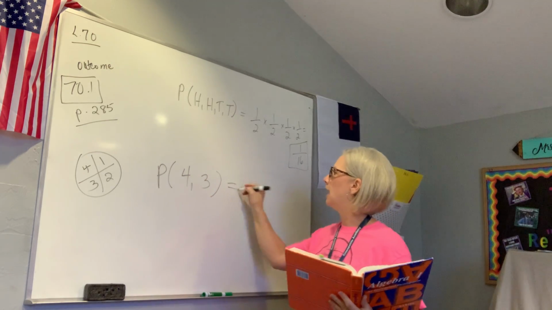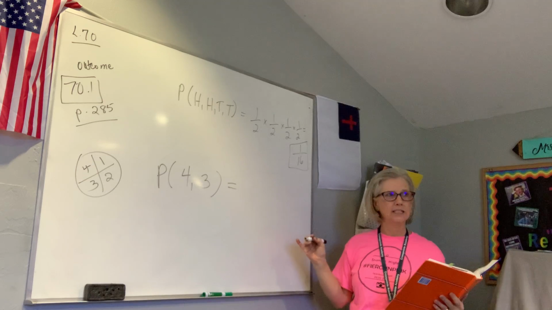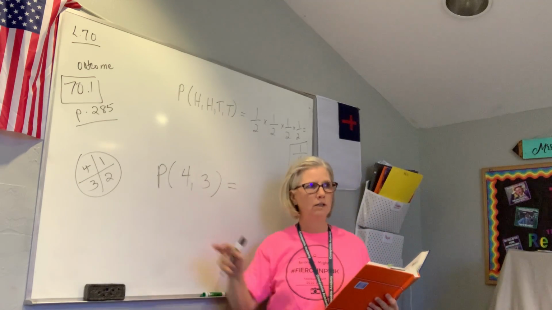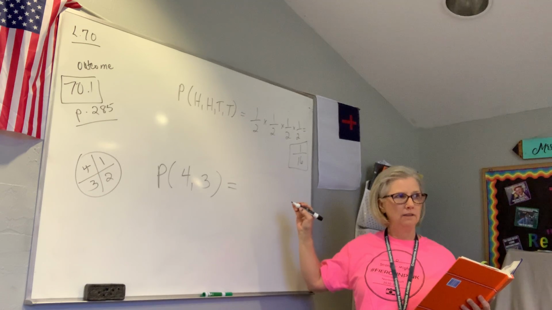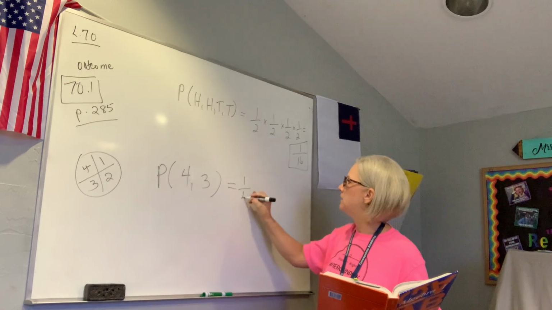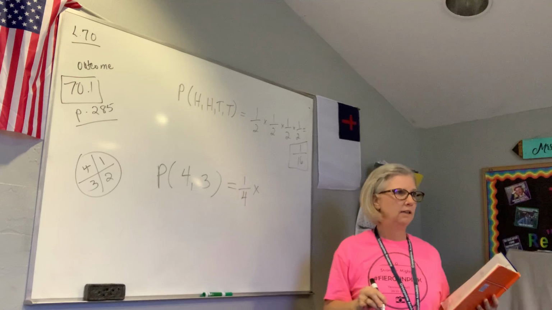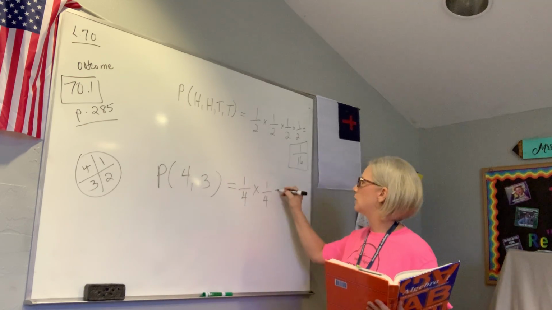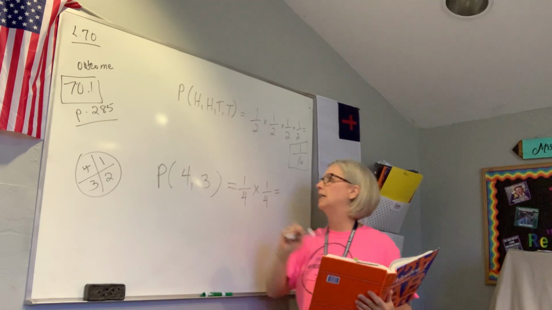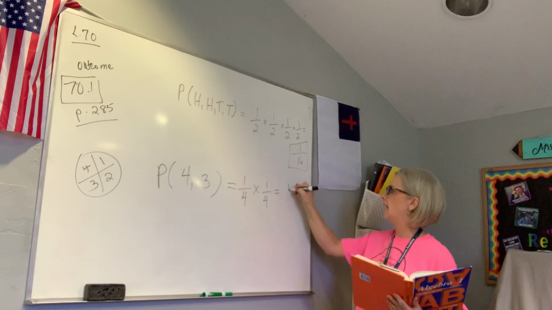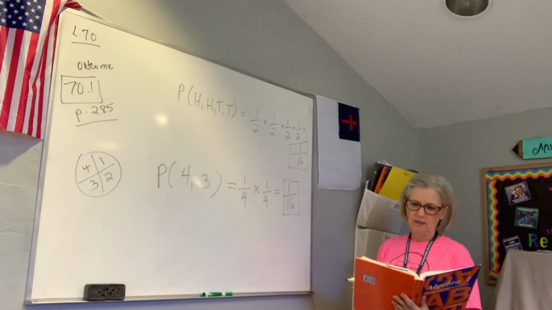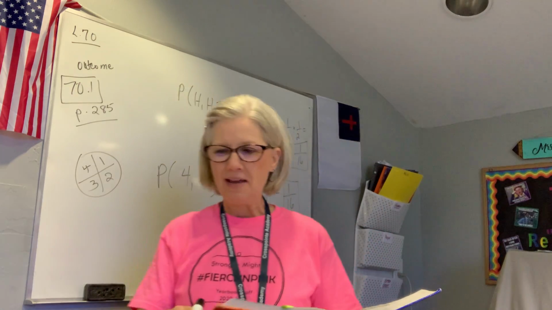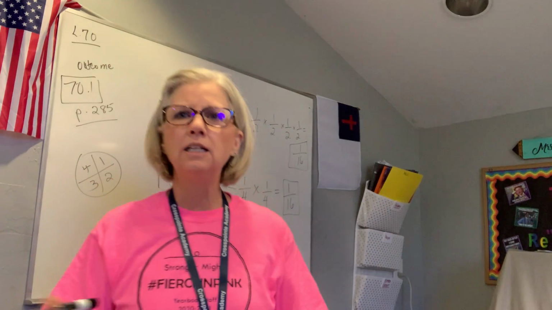So Ileana, keep me going here. How am I going to write this? Probability that I land on a 4? The probability would be 1/4. Okay. Probability I land on a 3? 1/4. So what's the chances that I actually spin and land on a 4 first and a 3 second? It's 1/16. Easy peasy? Okay. So that is the lesson.